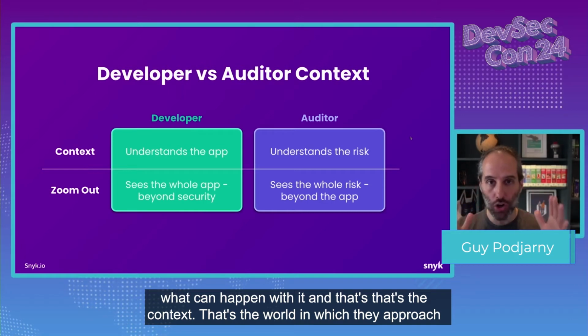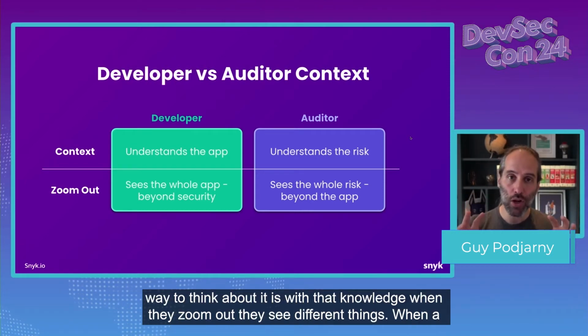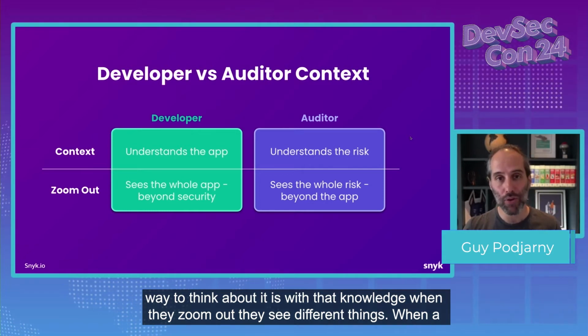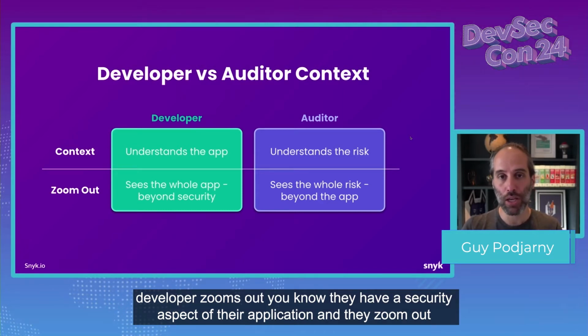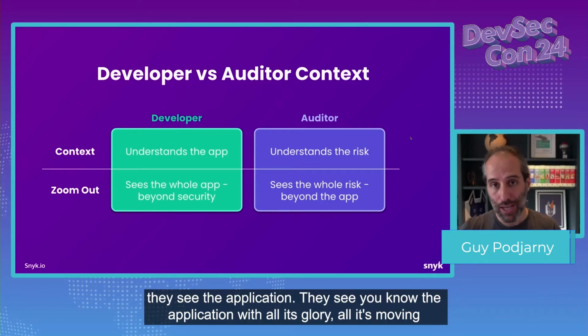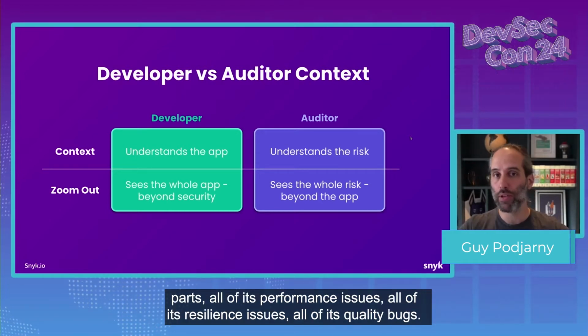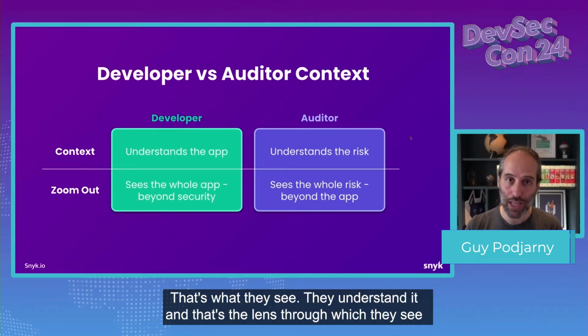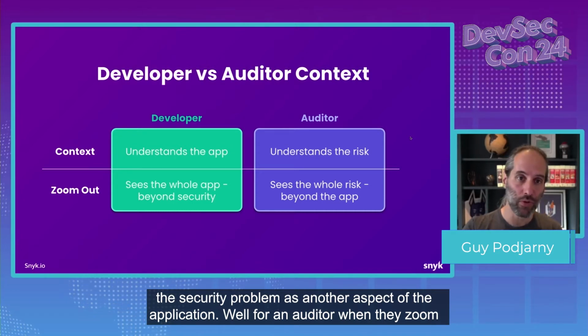And that's the context. That's the world in which they approach the same bit of information, or they judge the same bit of information through. And the other way to think about it is, with that knowledge, when they zoom out, they see different things. When a developer zooms out, they have a security aspect of their application, and they see the application with all its glory, all its moving parts, all of its performance issues, all of its resilience issues, all of its quality bugs. That's what they see. They understand it, and that's the lens through which they see the security problem as another aspect of the application.